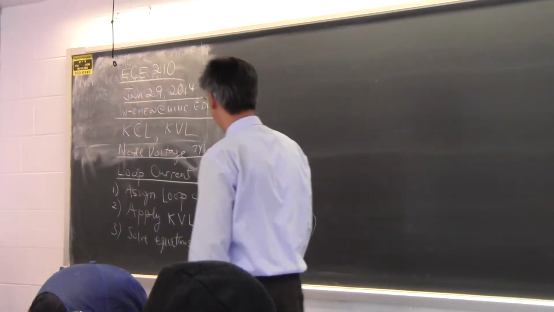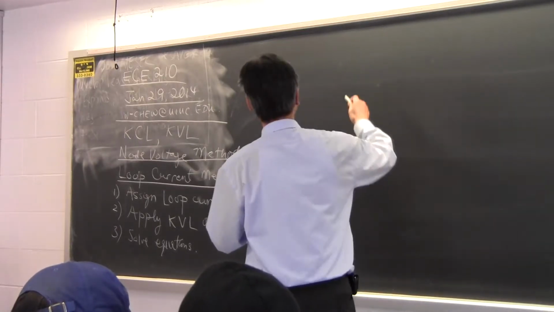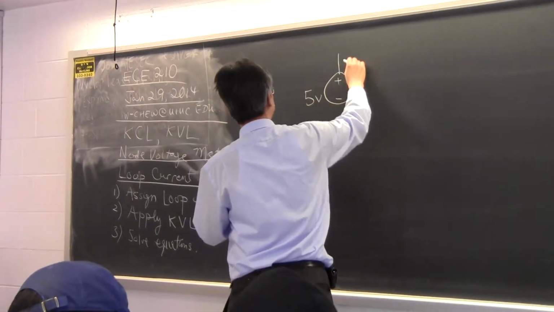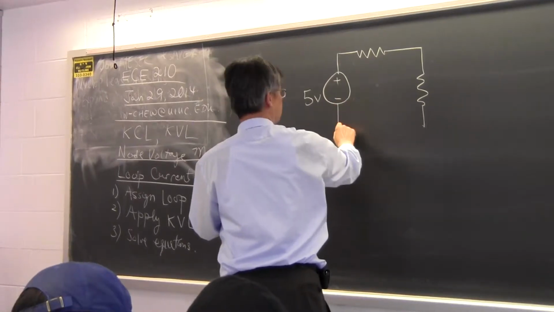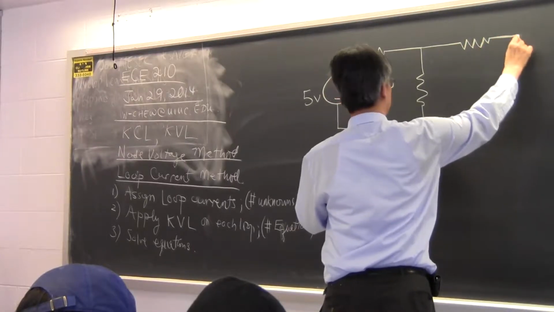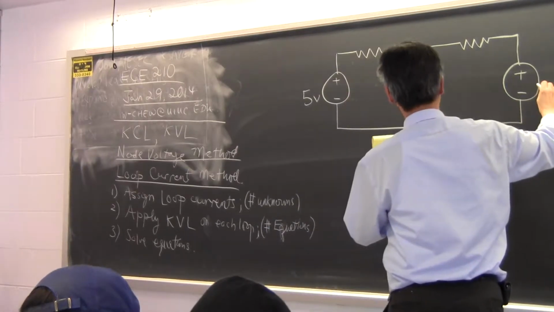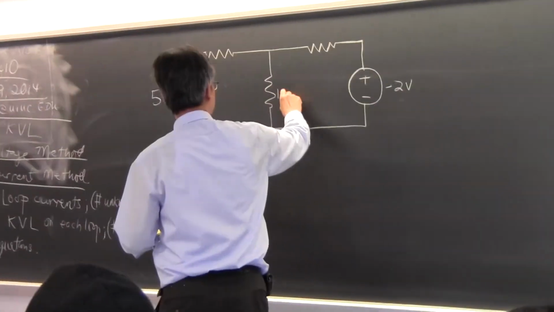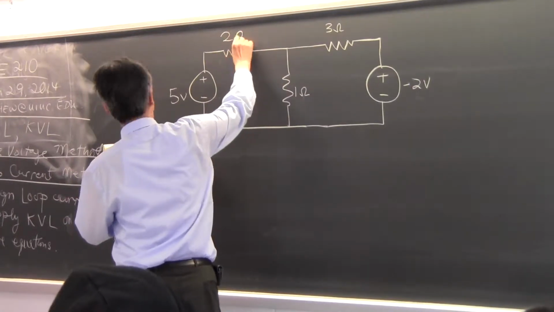Solve the number of equations for the number of unknowns that you have. So let's do a very simple example again that we did at the end of the last class. We have a voltage source, and then we have another voltage source here. And then this is given to be minus 2 volts. Okay, and we have 1 ohm, 3 ohms, and 2 ohms here.